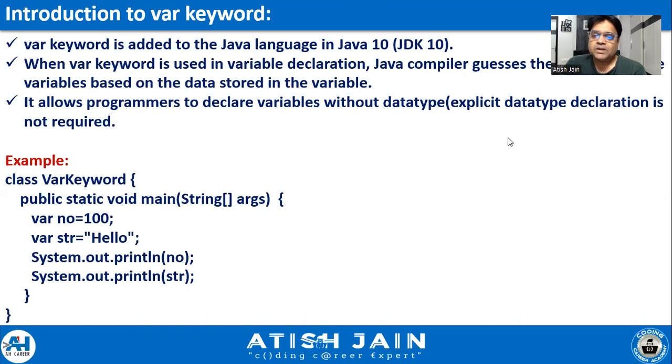Yes, it is only for local variables. Instance variables are by default initialized with default values. That concept will come in classes and objects. Instance variables are the variables which are part of objects. They are by default initialized. Is this clear, Basha?